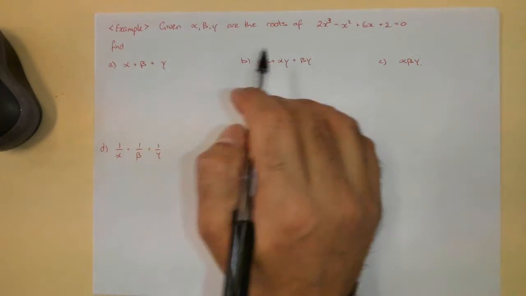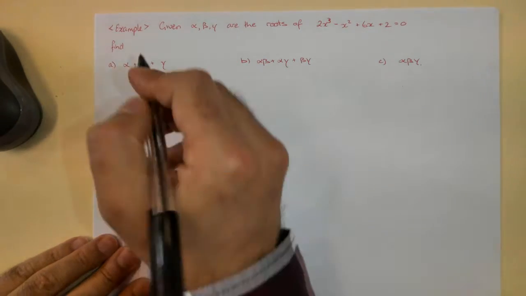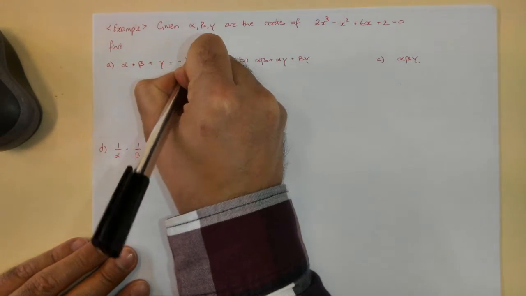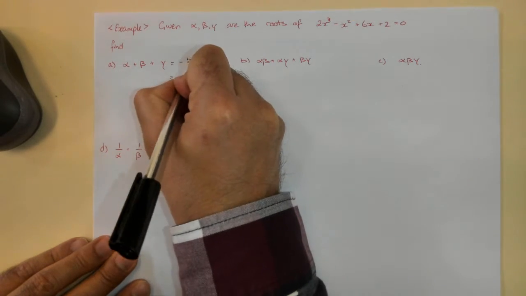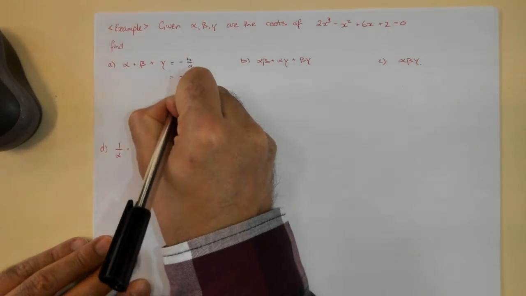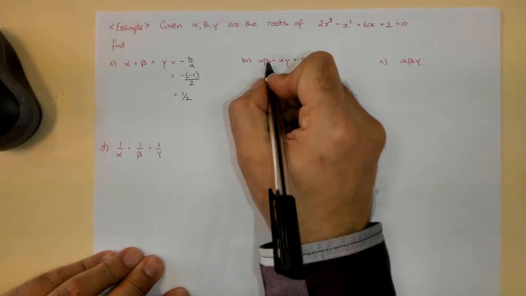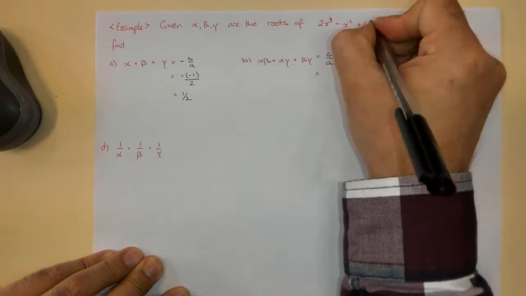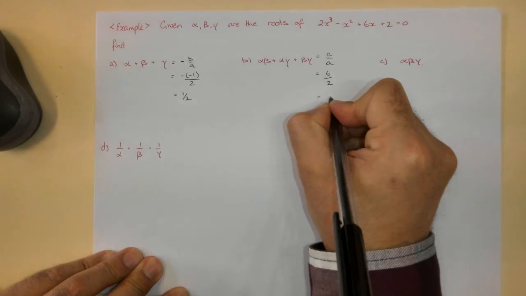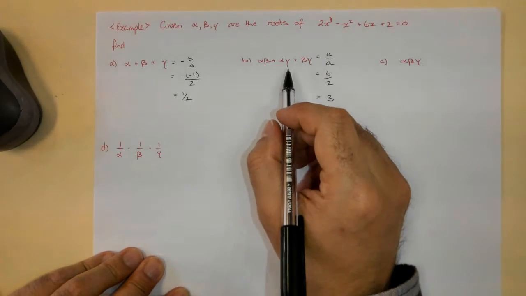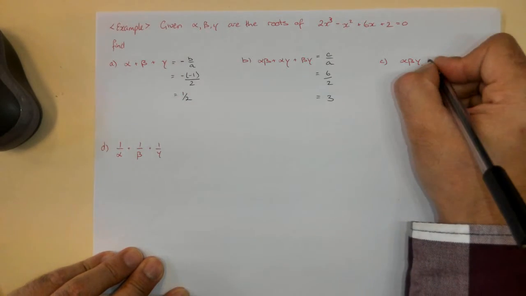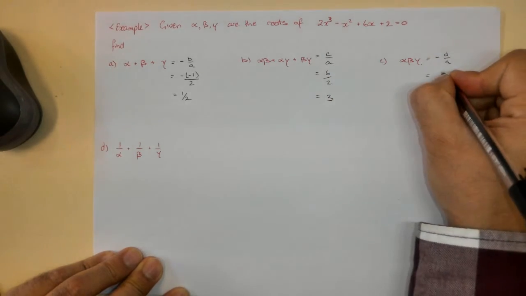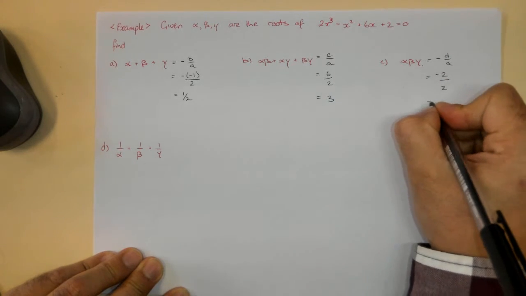So given alpha, beta, gamma for this cubic, we want to find alpha plus beta plus gamma. The same pattern: the sum of the roots individually is minus b on a. In this situation, it's going to be minus negative 1 on 2, so it's going to be positive half. The sum of the roots two at a time is going to be c on a, which is 6 on 2, which is 3. And then the product of the roots is going to be negative d on a. In this situation, it's going to be negative 2 on 2, which is negative 1.